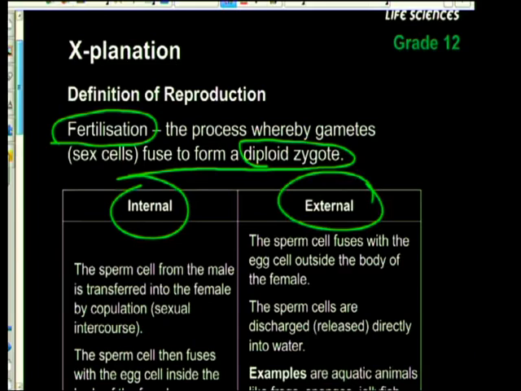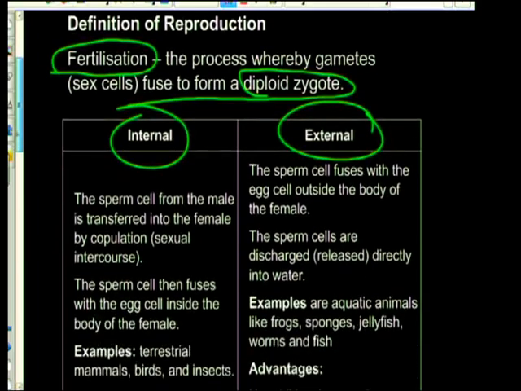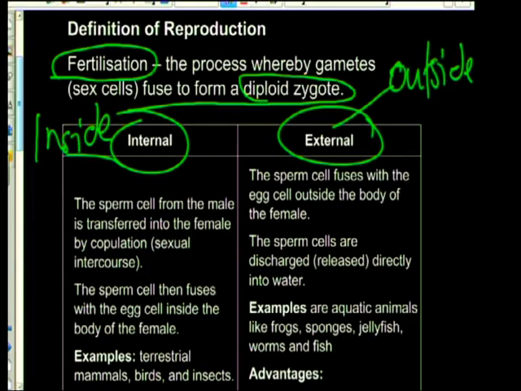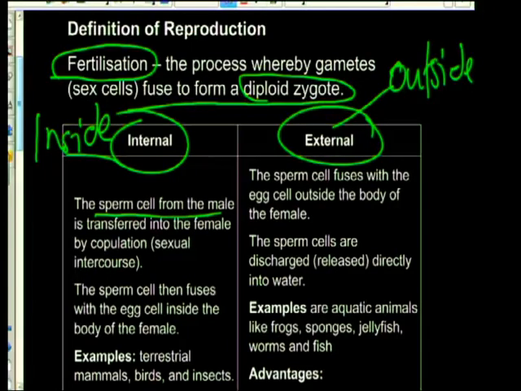Again, this can't be too difficult for you because internal, inside. External, outside. Those are the key words that you need to master to understand what we are saying here. Very simple. First of all, in internal, the sperm cell from the male is deposited into the female by the process of copulation. That is when the male inserts his sexual organ into the female's body during sexual intercourse.